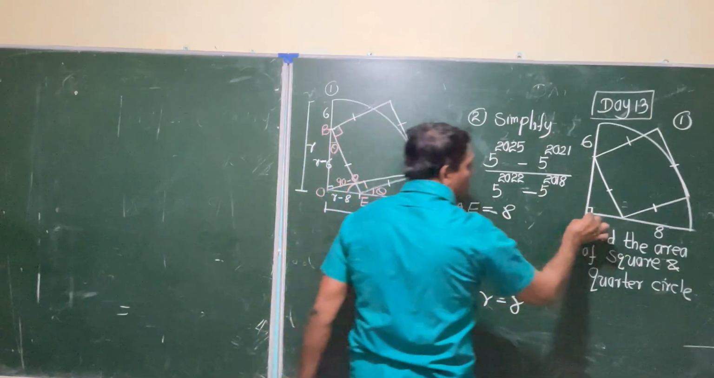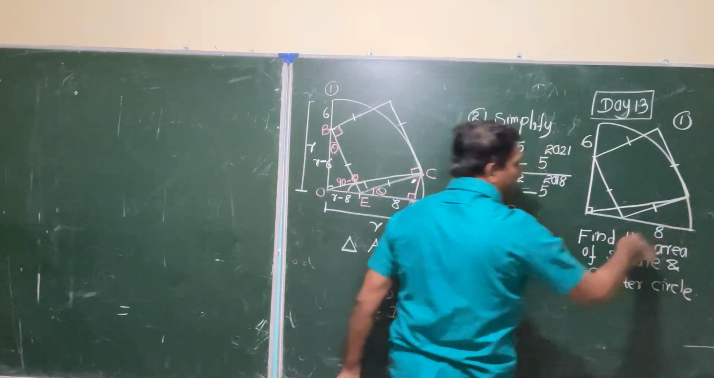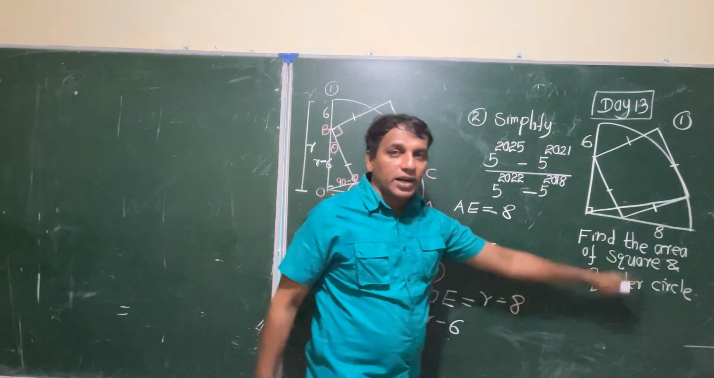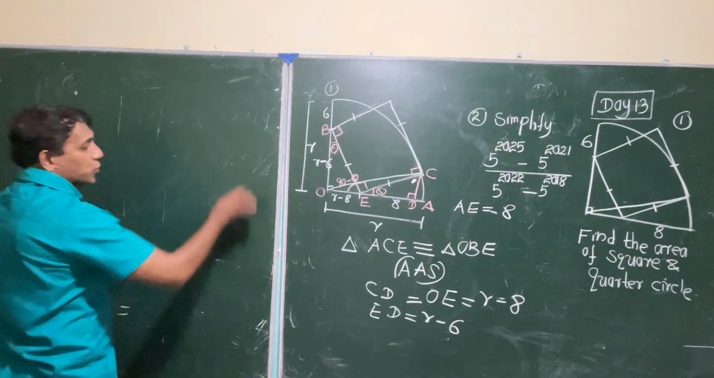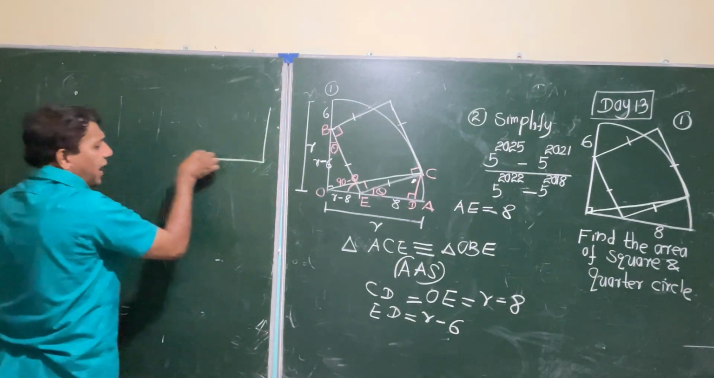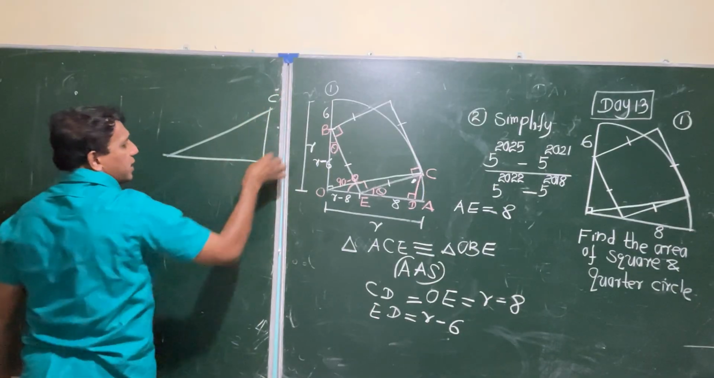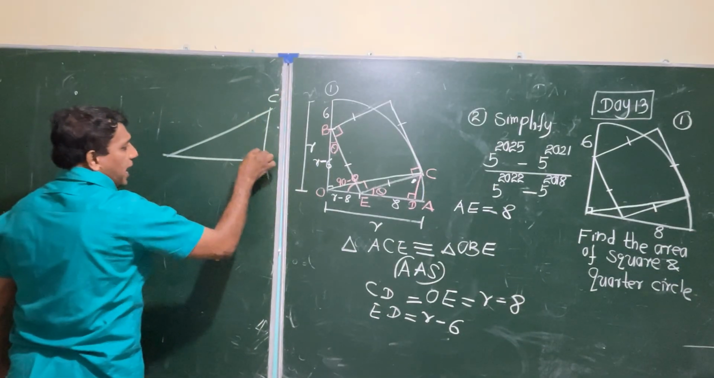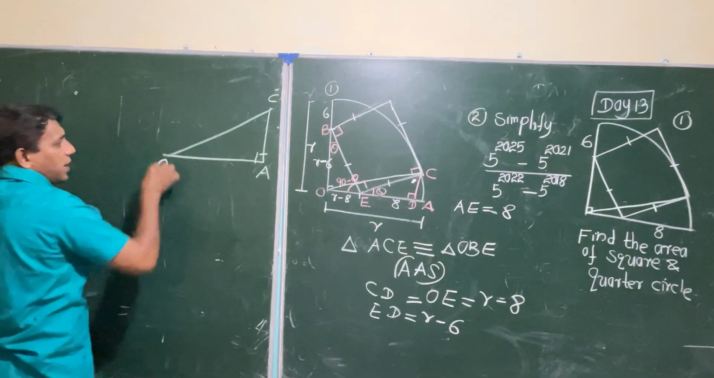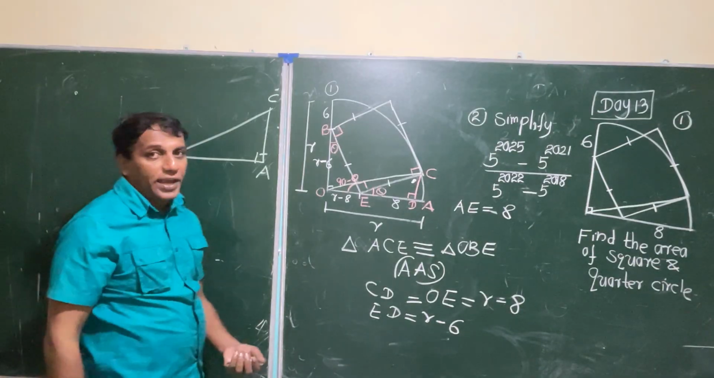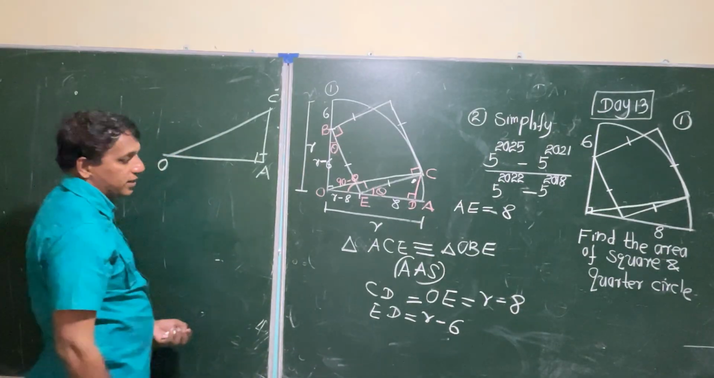So what is my construction? I join these. Now I draw the right angle triangle. Can you see this right angle triangle, right? OAC is a right angle triangle.